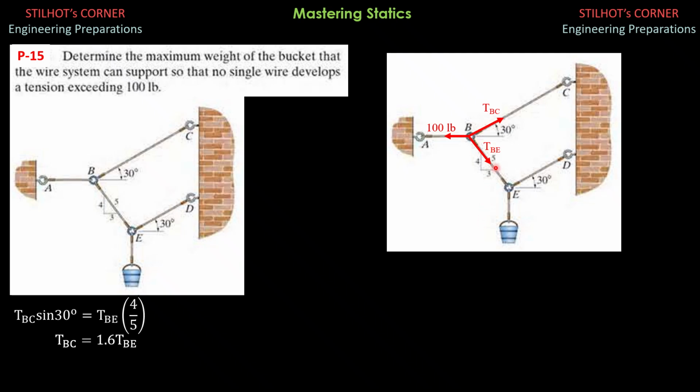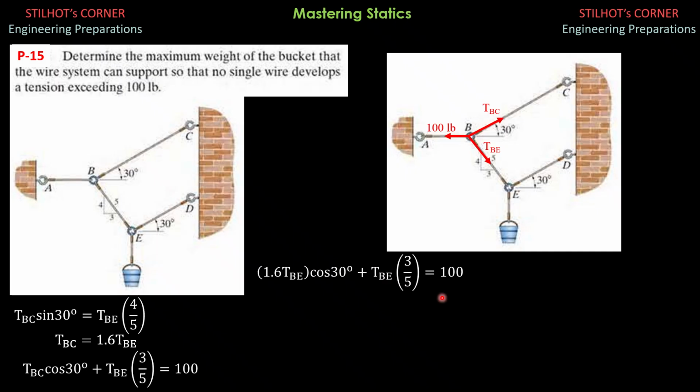Then summation forces horizontal: TBC cosine 30 degrees plus TBE times 3 over 5 equals 100. Substituting the value of TBC, which is 1.6 of TBE, then plus TBE times 3/5 equals 100. So the tension in BE is equal to 50.36 pounds, and this is less than 100 pounds, so that's okay.